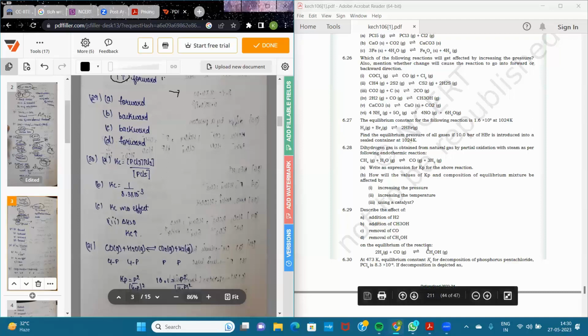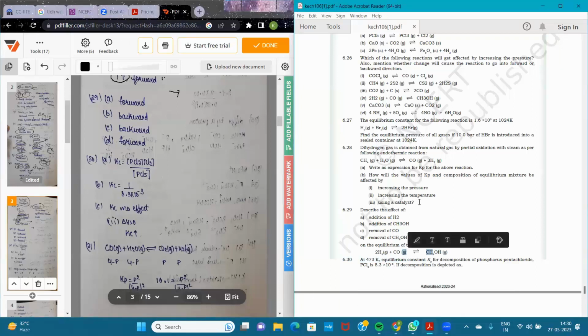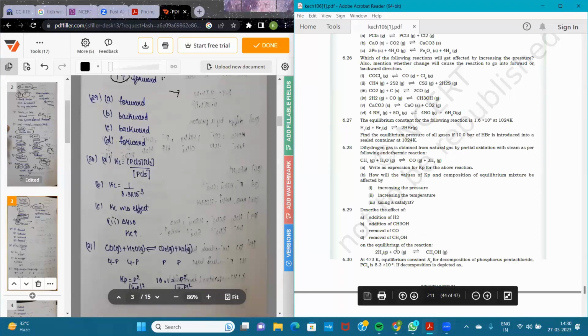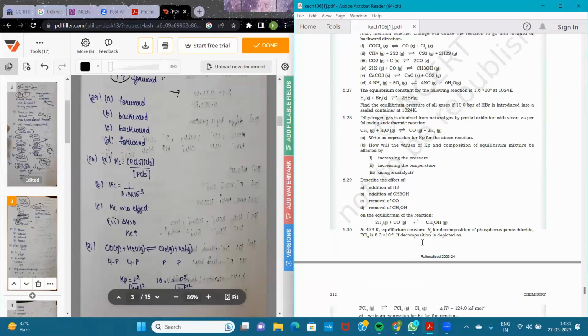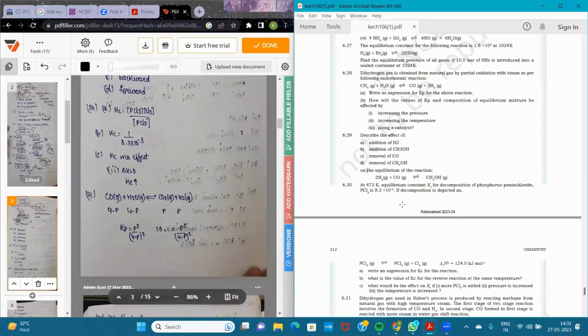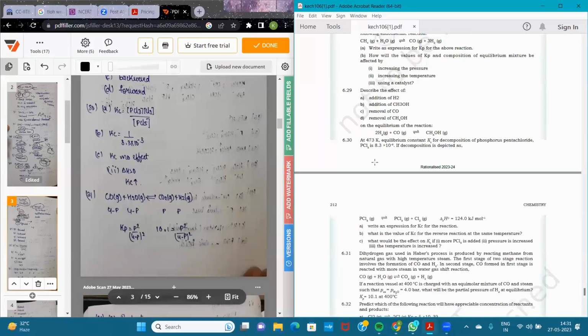Addition of CH3OH, products are increased. So, as per Le Chatelier's principle, the reaction proceeds backward. Removal of CO, we are continuously removing the reactant. So, the reaction should proceed in the backward direction. We are removing products in the D part, removal of CH3OH. Products are continuously removed. So the reaction will proceed in the forward direction to nullify this change. This question is completed. We'll go to the 30th question.